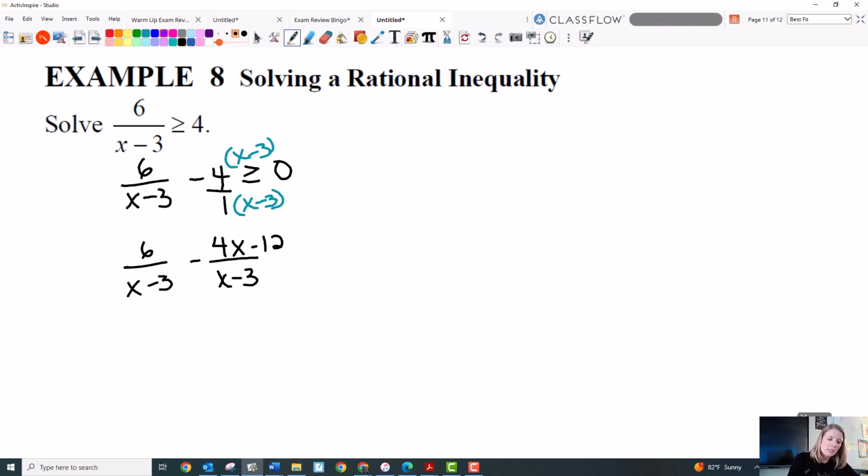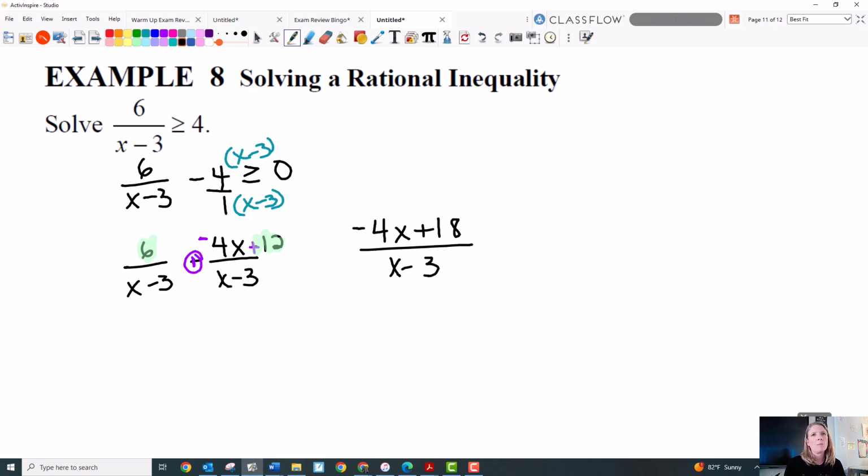Now, watch this negative. You see that negative right there? I'm going to change that. That's a plus, negative, positive. Keep flip change. So if I simplify the top, I combine my like terms, I have a 6 and a 12. So on the top, I have negative 4x plus 18. On the bottom, I have x minus 3.